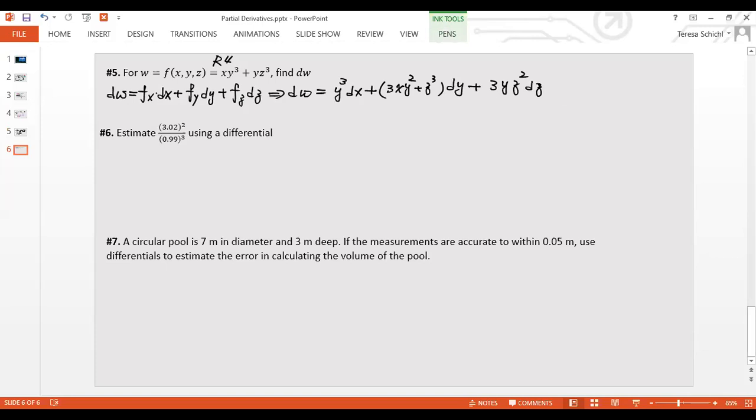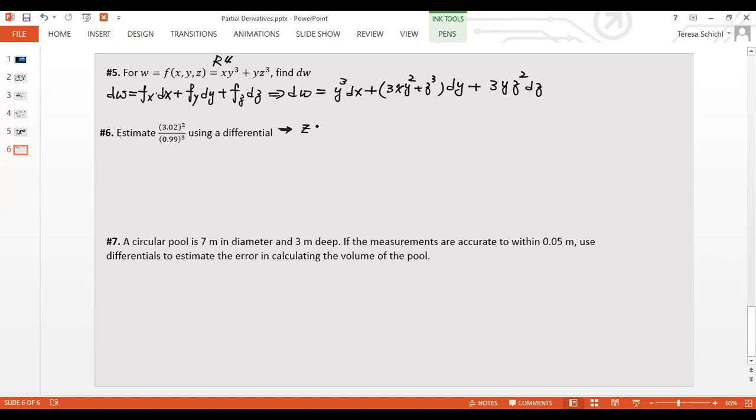And the last two problems, this is really what we want to use the estimate for, right? So we said, okay, try to estimate the value 3.02 squared times 0.99 cubed. Imagine if you don't have a calculator, it would probably take a while to really calculate that. Okay, so now let's use the idea of the estimation.